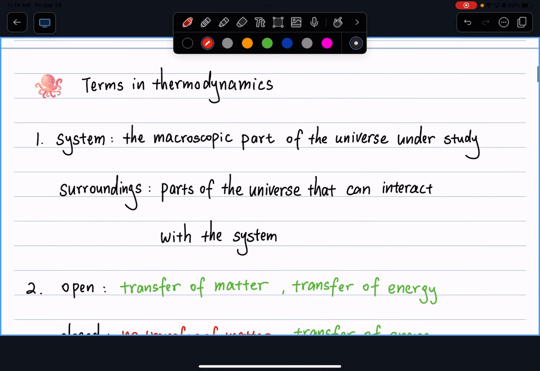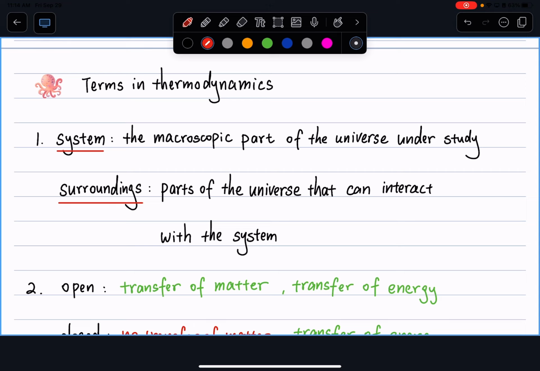Okay, so moving on to our terms in thermodynamics. That's your chapter 1.2 in your textbook. In this section, we will have lots of definitions. First of all, we just mentioned system. System and surroundings is normally a pair-wise concept that people talk about.